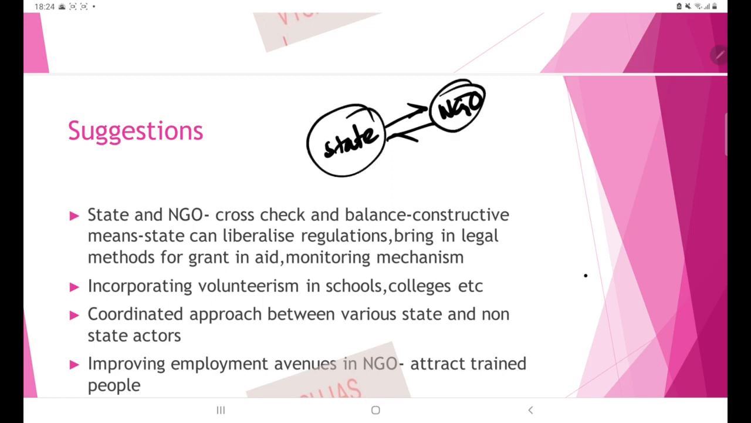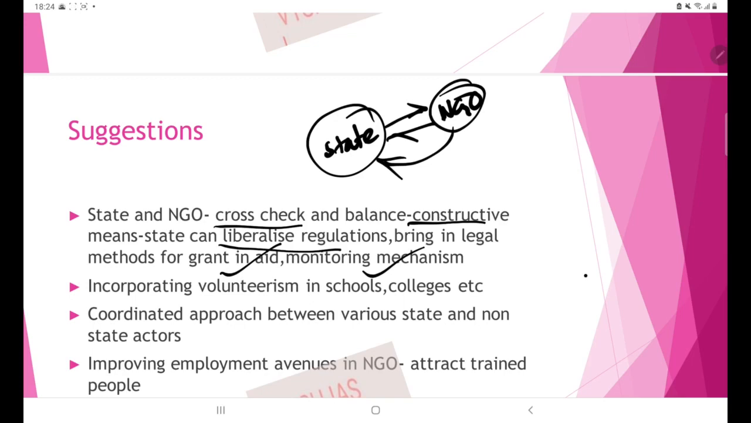State should be regulating NGOs in an efficient way, and NGOs should be doing their public scrutiny job in an efficient way. So in this way we can establish a cross and check balance system. So it is like a constructive means of development. So what is the role of state here? It can liberalize regulations and bring in legal methods for grant in aid kind of thing and monitoring mechanism.